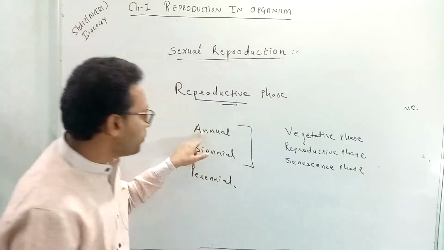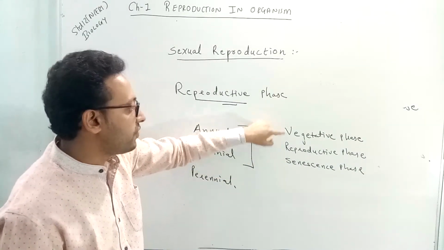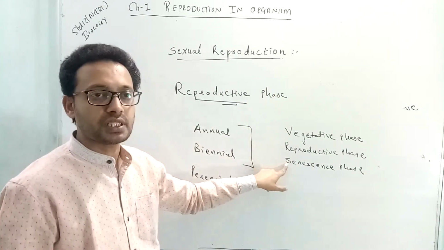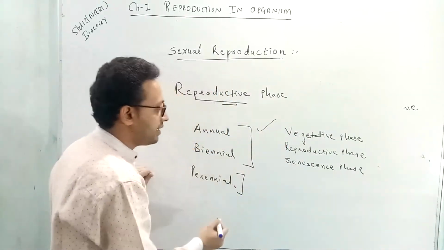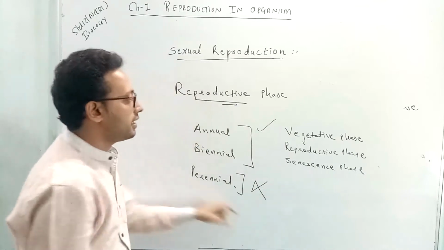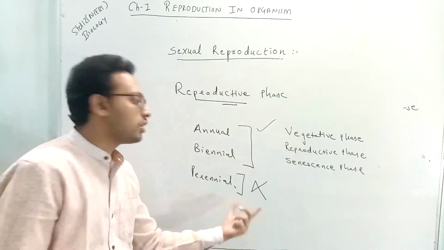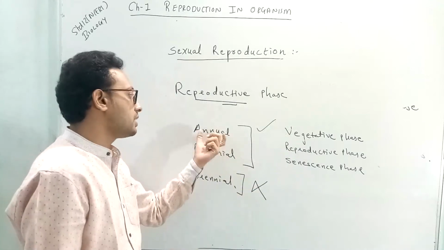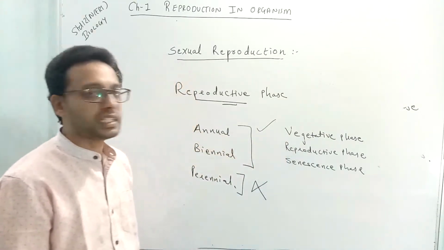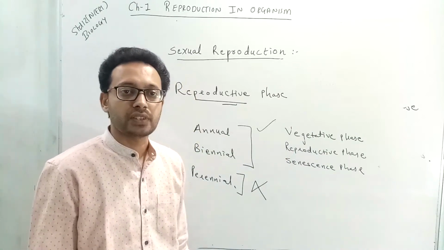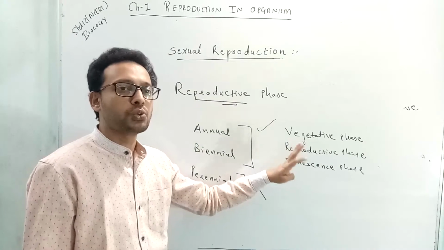So if it is an annual or biennial plant, you can clearly see a difference between the vegetative phase, the reproductive phase, and the senescence phase. But when you look at perennials, you cannot see a clear-cut difference between the vegetative, reproductive, and senescence phases. You cannot mark a difference between them. But if it is an annual or biennial plant, you can see the difference. Okay?